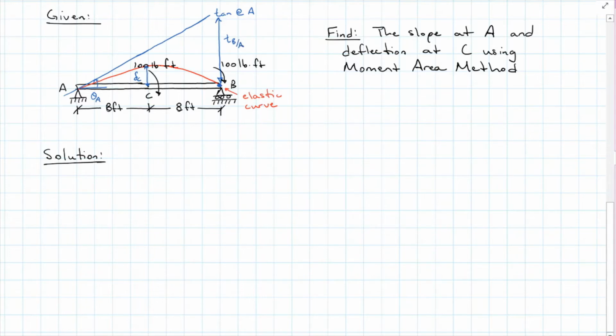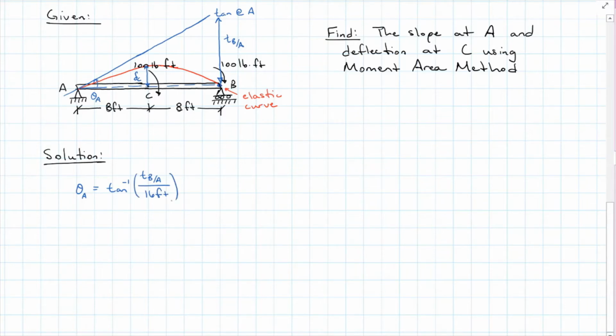Now why is that important? Well, if you look at my blue lines, you see here that I have a right triangle forming with the at-rest beam, the tangent line at A, and the distance theorem 2, t_B/A. And I can find theta A with the inverse tangent of t_B/A over 16 feet.